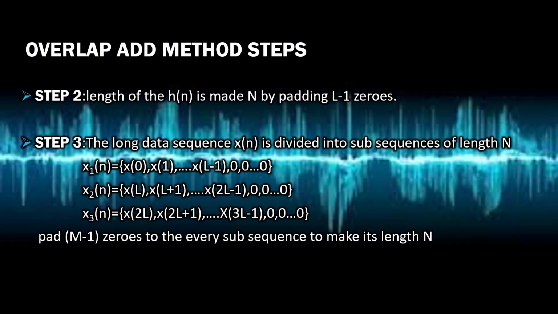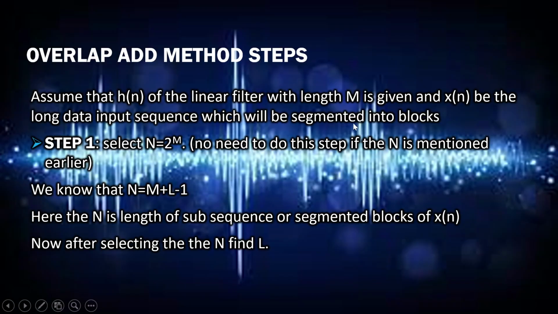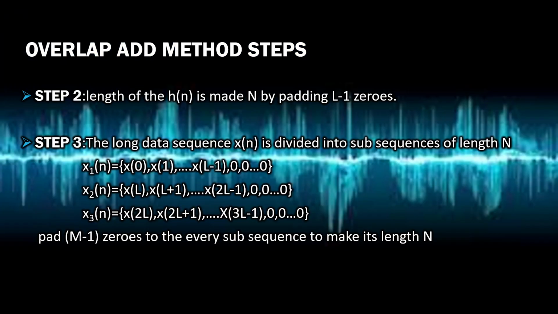And next, the second step. Here we have to make the length of h of n equal to N by padding L minus 1 zeros. We know that the length of h of n is M. If we want to make the h of n length N, then we have to add L minus 1 zeros to it, so that the length of h of n will be N.